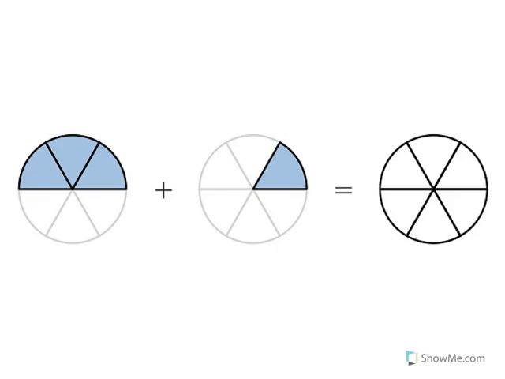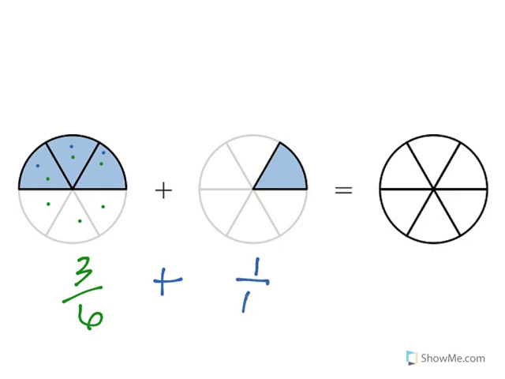So here I have the fraction 3/6. I know this is 3/6 because I have 1, 2, 3, 4, 5, 6 pieces, but only 3 of those pieces are colored in. So I have 3/6 plus what?